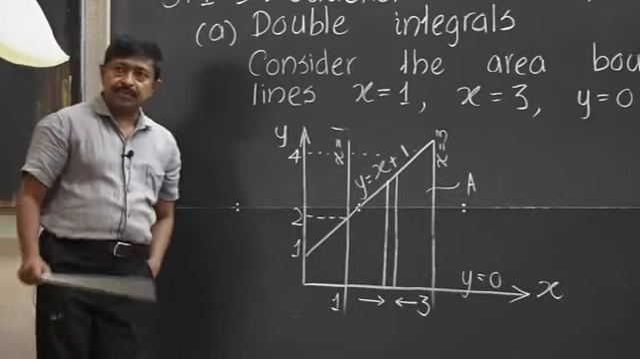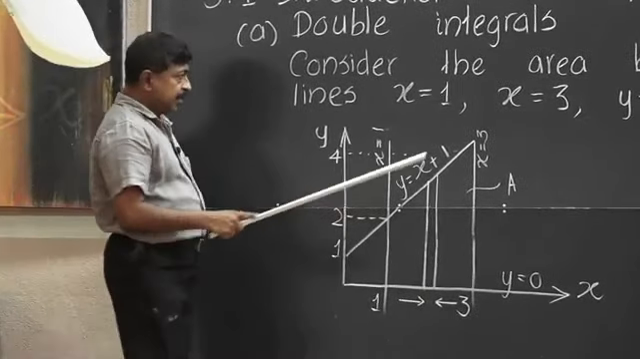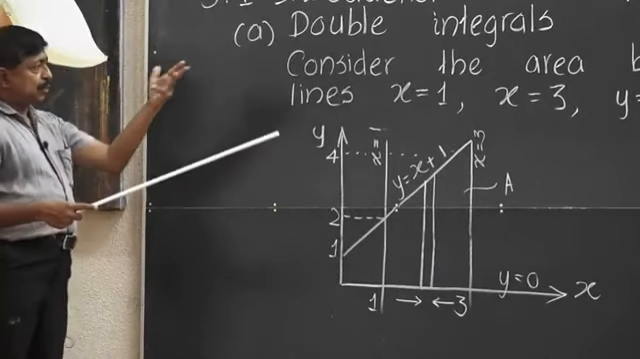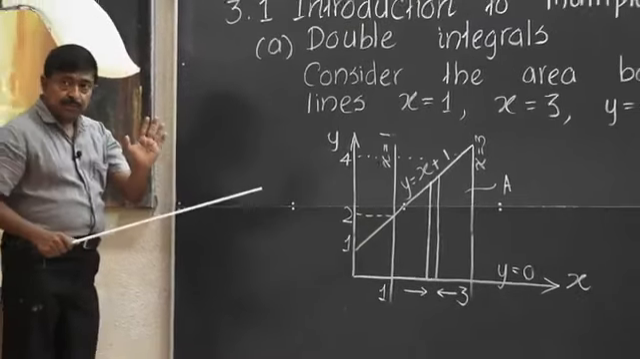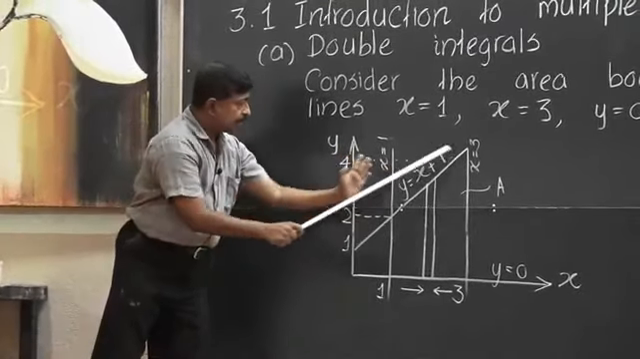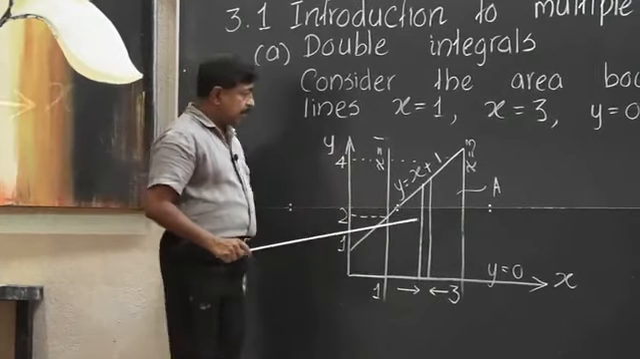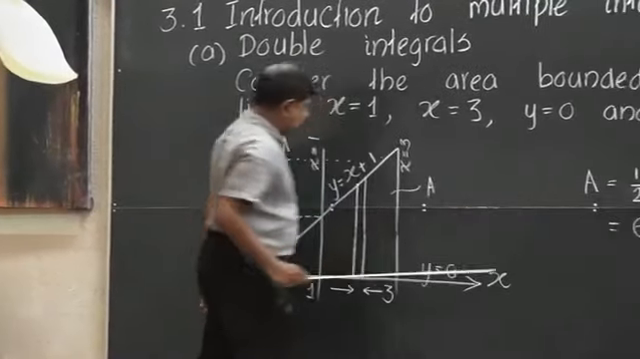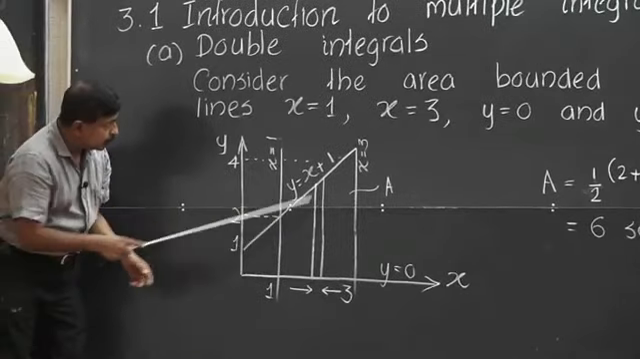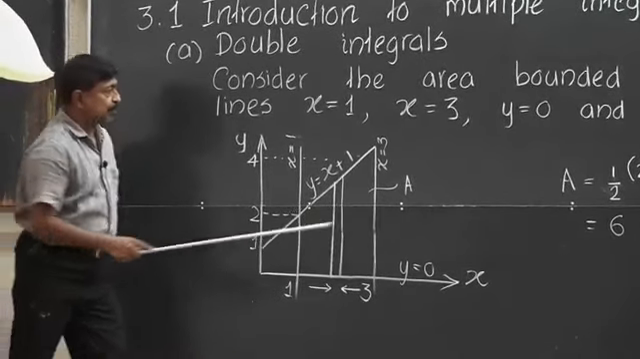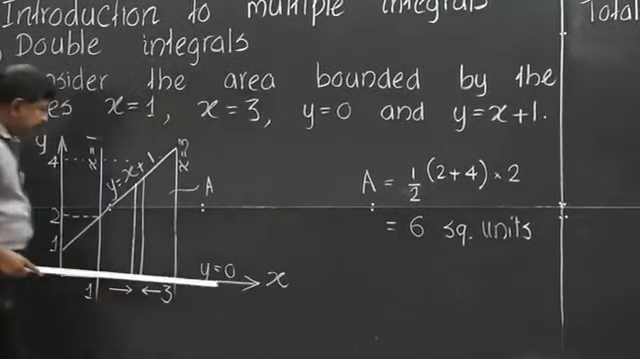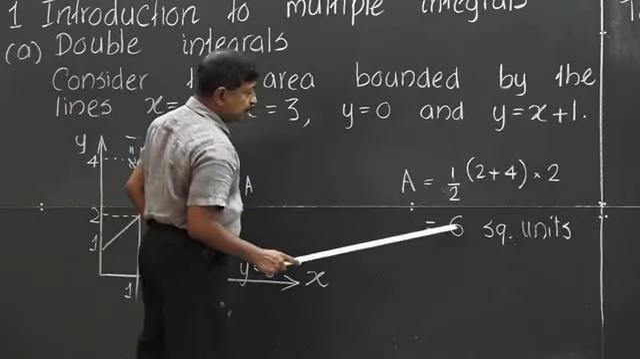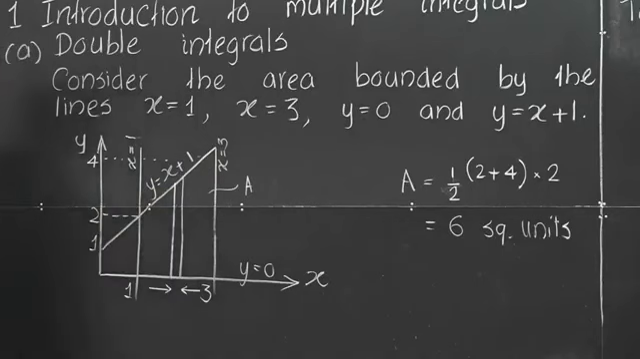Now, in fact, there are three ways to find this area. First, you can consider this as a trapezium, and using that you can find the area. So this is a trapezium, and you know how to find the area: the average of the two parallel sides. This length is 2, this length is 4. Therefore, the average is (2 plus 4) divided by 2, times the distance between these two lines. So you multiply it by 2, and you end up with 6. So it's 6 square units.